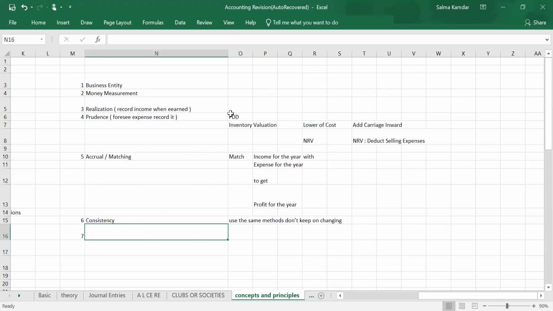Historic cost concept. What does it say? It says to use cost. Record your transactions in the statement of financial position at cost paid. Yeah. What else?